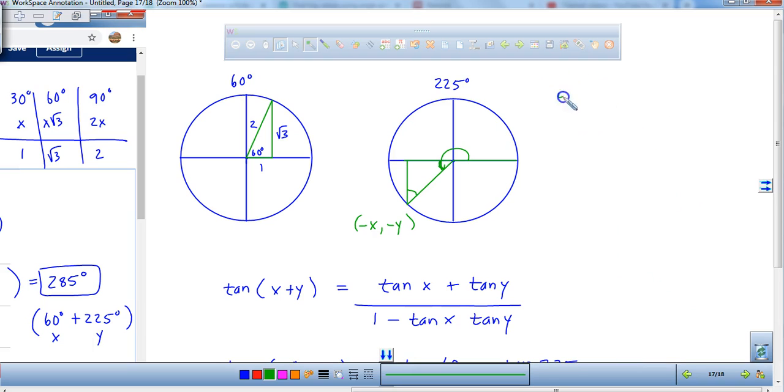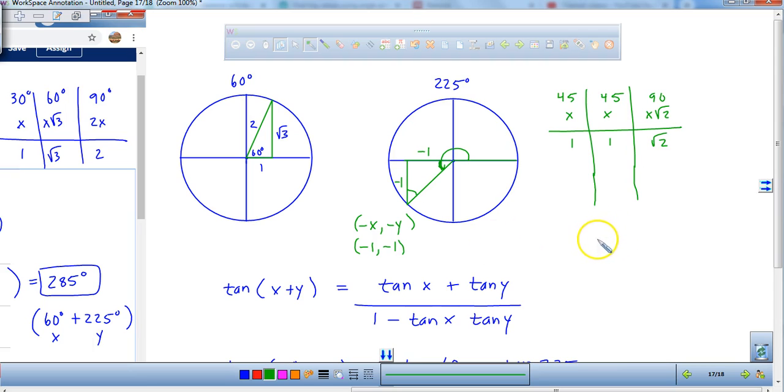So in a 45, 45, 90, here are some common numbers that you can use for 45, 45, 90. We call it a 1 and a 1 and a radical 2. All right? So we could say 1 and radical 2. So we could say this is negative 1 and this is negative 1. So our ordered pair would be negative 1, negative 1. And then we could say this side is radical 2.